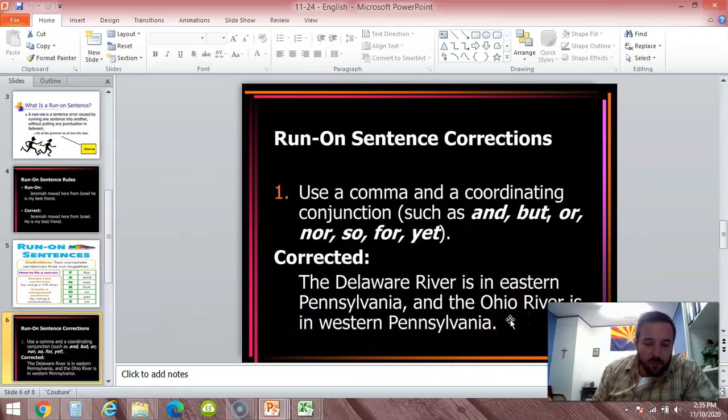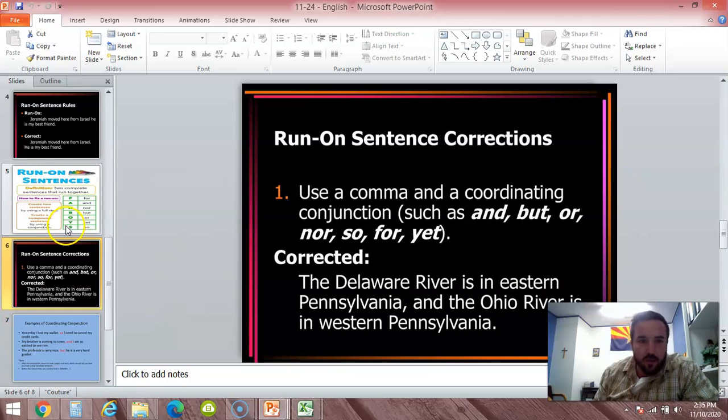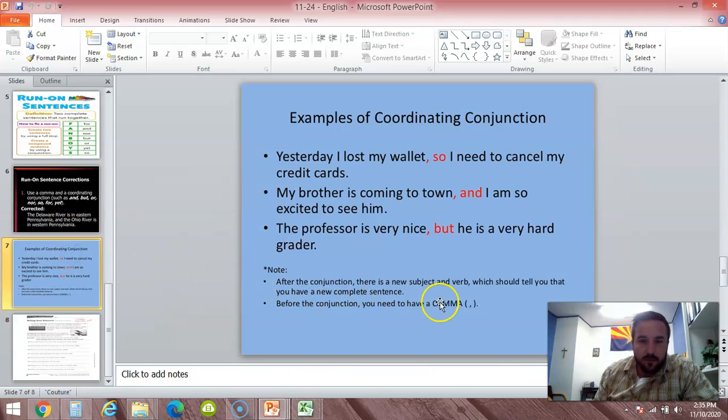That's why this guy said, you know what? I'd rather not do a new sentence. I'm just going to put a comma conjunction because I'm still talking about my thought on rivers, even though they're two completely different rivers. Here are more conjunctions, and notice they correctly put the comma before the conjunction, which you have to do. Yesterday I lost my wallet, comma, so I need to cancel my credit cards. My brother is coming to town, comma, and I am so excited to see him. The professor is very nice, comma, but he is a very hard grader.